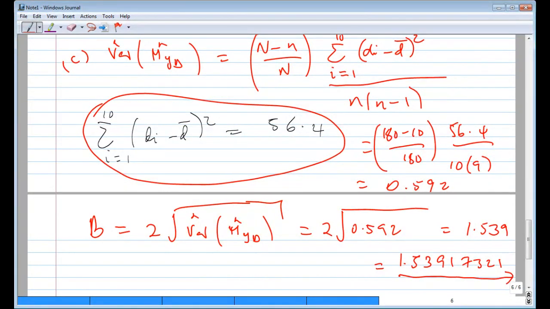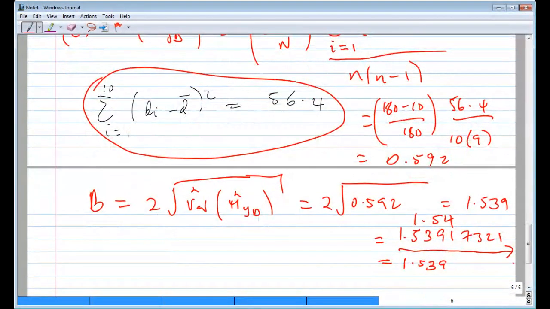The instruction said round your final answer to 3 decimal places. Please just give me the final answer as 1.539. Are we together? It's very important. If you just say 1.54, it's wrong. Round it to 3 decimal places. You have to be careful about that.